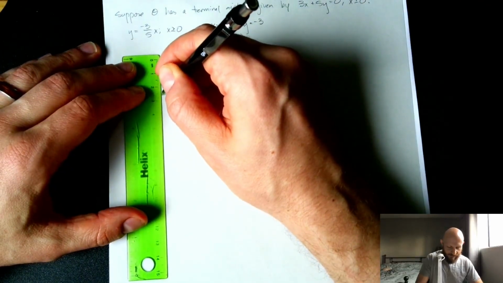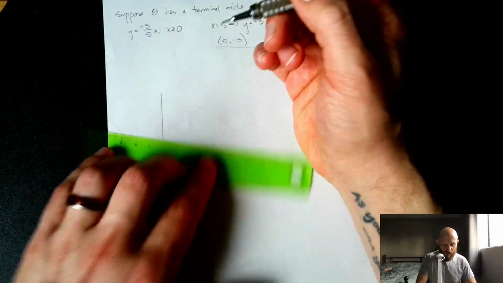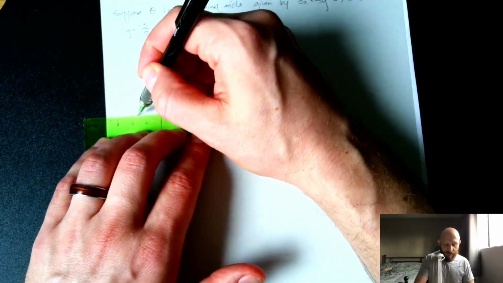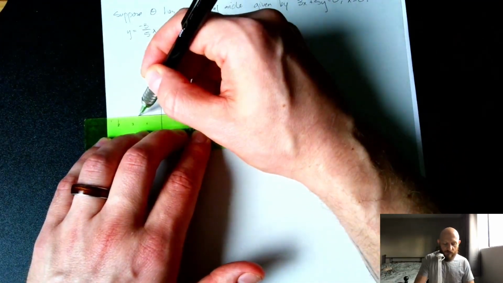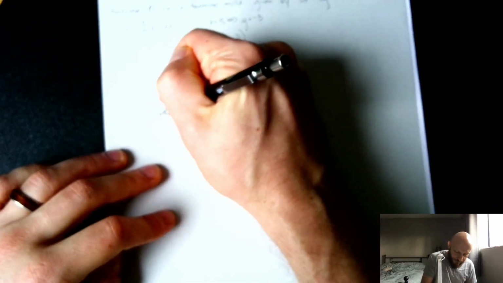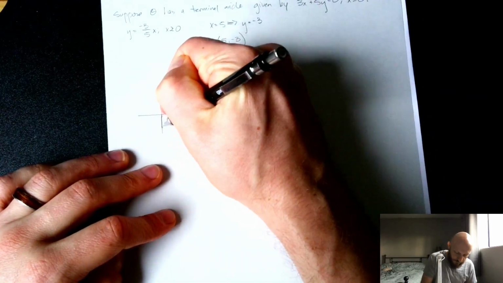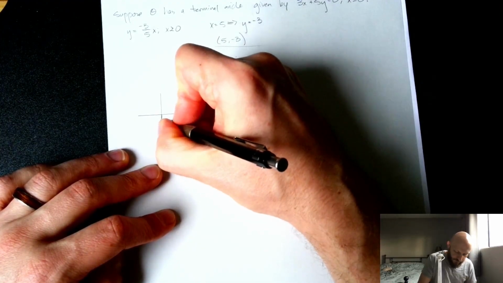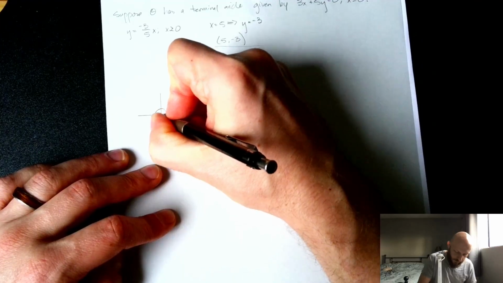Suppose that, and these are called quadrantal angles, when the angle falls on one of the axes, meaning that either x or y is 0, those are called quadrantal angles. So suppose that we have a quadrantal angle of 270 degrees. So that's right here, yeah? Because right here would be 90 degrees, 180 degrees, 270 degrees. So here's our theta.